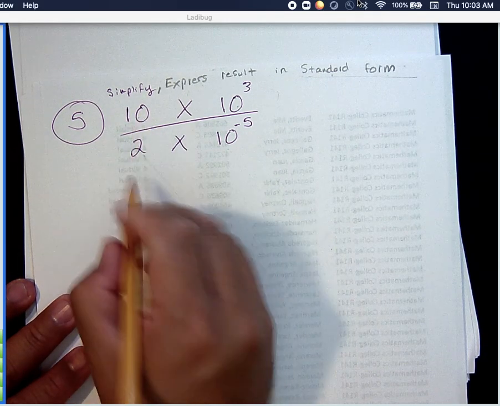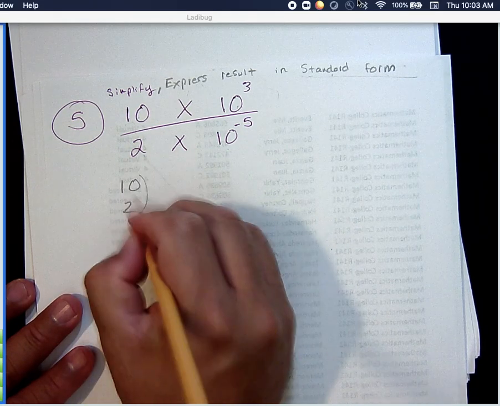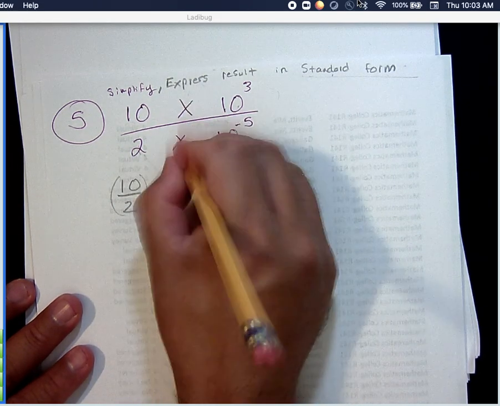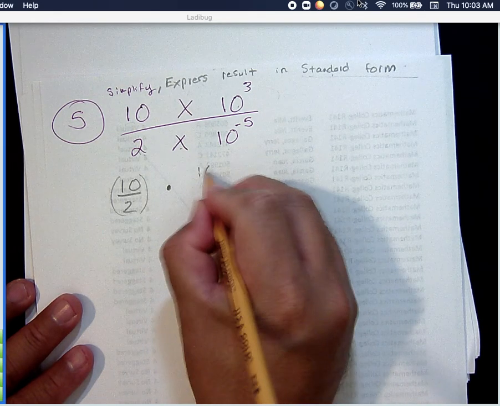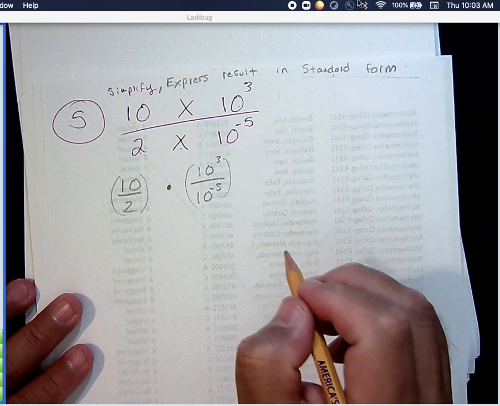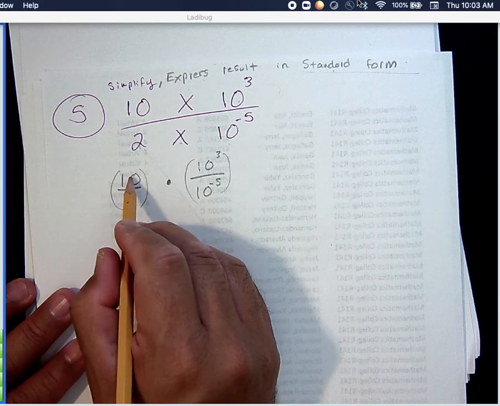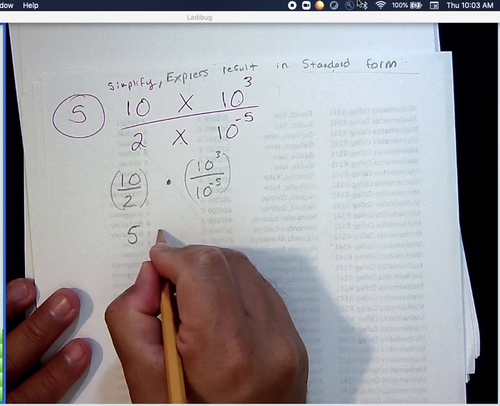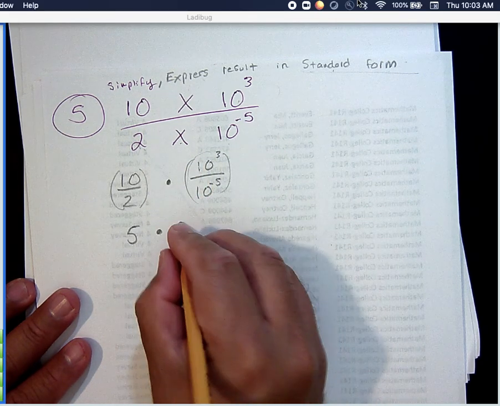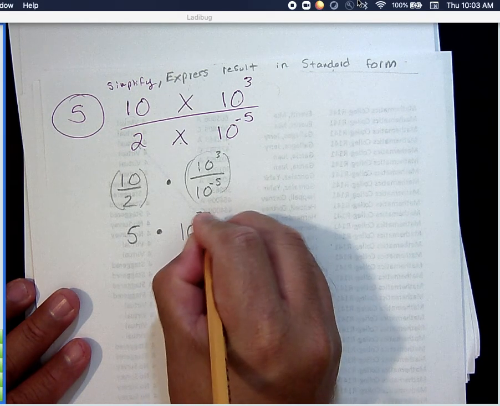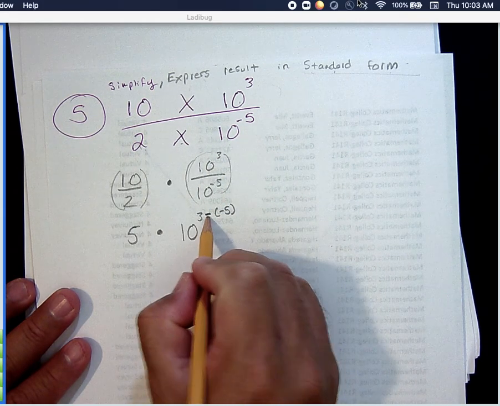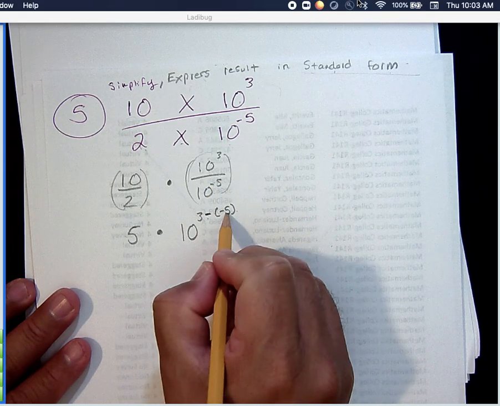Okay, so I'm gonna regroup this one. Well, they're already grouped, but I'm gonna put them in a different way so that they kind of make sense. So 10 is divided by 2 times 10 to the 3rd power over 10 to the 5th power. So this is just a regular fraction. 10 divided by 2 is just 5 times. This is a quotient. You can apply the quotient rule, you subtract the exponents. 3 minus, and then remember that's negative 5. So the rule tells you to subtract, and you still have a negative here. So remember to carry that negative.